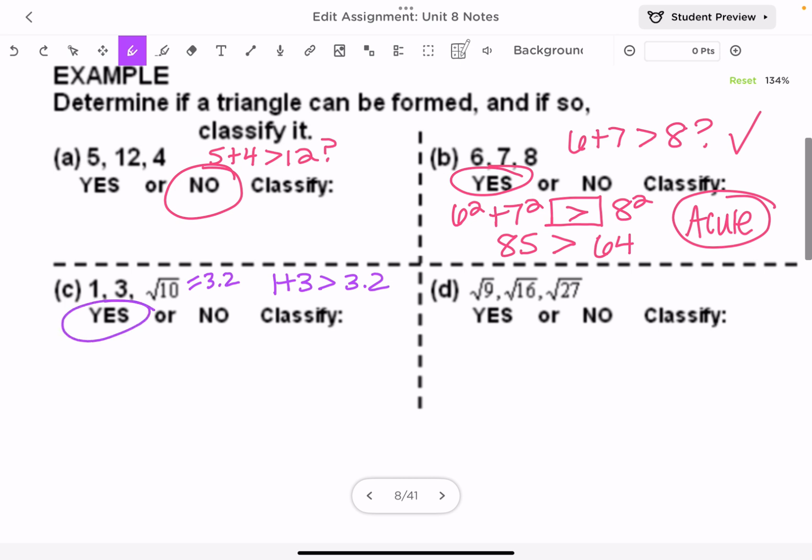Now I'm going to plug it into the Pythagorean theorem. So I'm going to say 1 squared plus 3 squared. Again, I don't know my sign yet. And then I have square root of 10 squared.